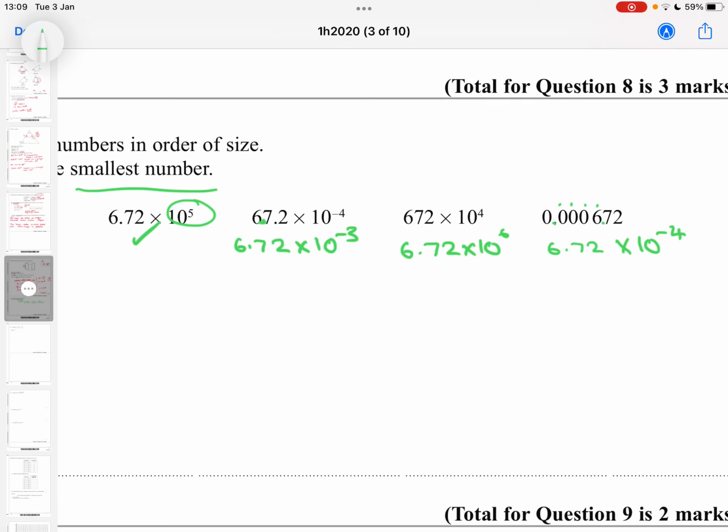So start off with the smallest one. So if I look at each one, you can see, looking at the powers, -4 is the smallest. Then if I look at the rest, the next smallest is -3. So that's going to be 2. Then the next smallest is 5, so that's 3. And then the last one, this is the biggest number, which is going to be the last one.